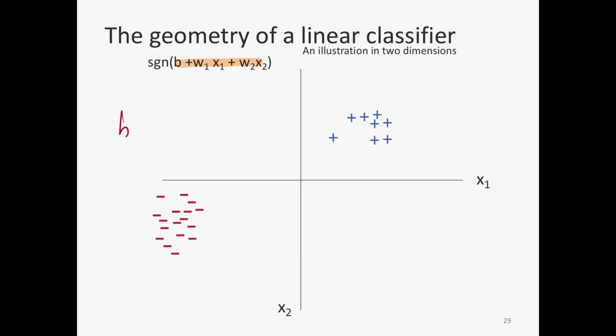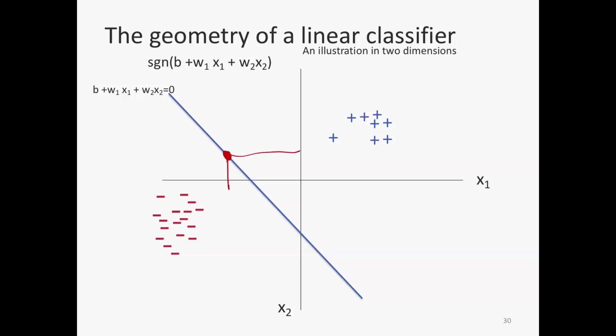Geometrically, what is this object here? This thing is a line. It's the equation of a line. So I could draw a line like this: W1x1 plus W2x2 plus B equals 0. Basically what this means is at any point on this line, maybe this point here, there's a certain value of x1 and a certain value of x2. If you plug those values into that expression, you get the value 0.